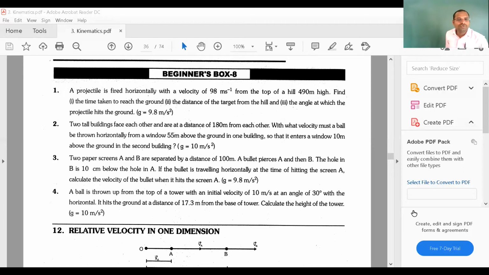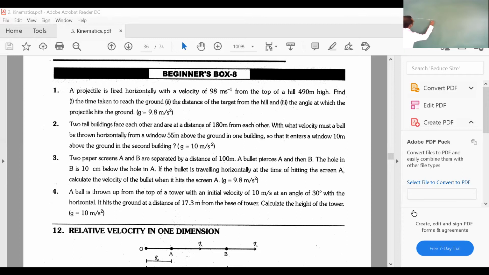Question number 2. Two tall buildings face each other and are at a distance of 180 meters from each other. Two tall buildings are there, facing each other like this, and the distance between them is 180 meters. With what velocity must a ball be thrown horizontally from a window 55 meters above the ground in one building so that it enters a window 10 meters above the ground in the second building? I'll enter the data first.